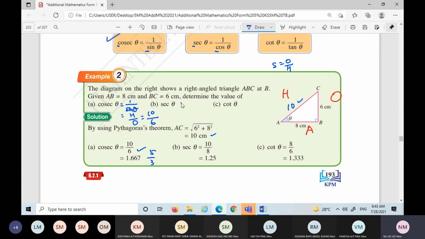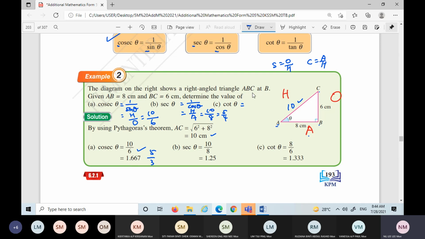How about the second? Secant is 1 over cos. Cos is A over H. 1 over cos is the reciprocal, so H over A. H is 10 and A is 8. I write in red because I want to differentiate this A from the other A. So simplify it, I get 5 over 4. This one you can write as a decimal because it is a finite decimal.